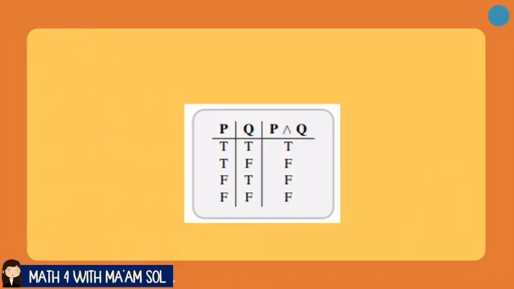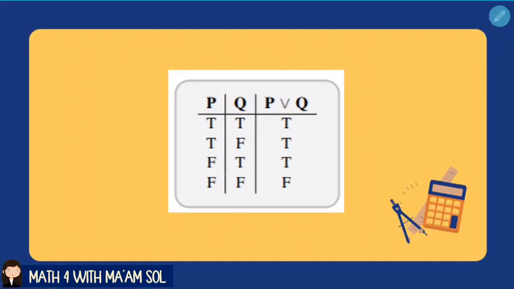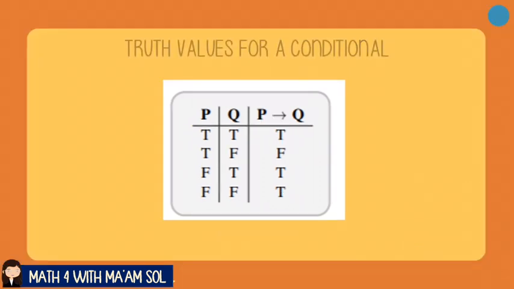For a conjunction to be true, both P and Q, or both statements, must be true. Otherwise, it would always be false. On the other hand, for a disjunction to be true, we only need at least one of the statements to be true, and the whole statement would already be true. In cases when both statements are false, then the whole statement would be false. Interestingly, the only time that a conditional would be false would be when the hypothesis is true and the conclusion is false.